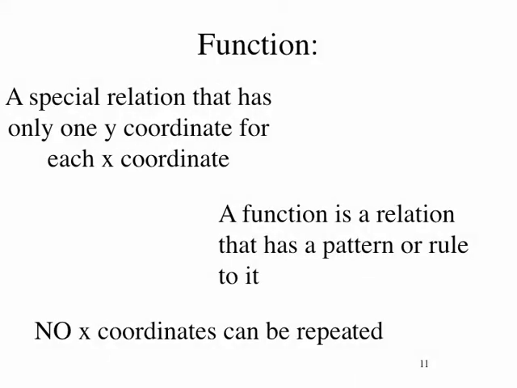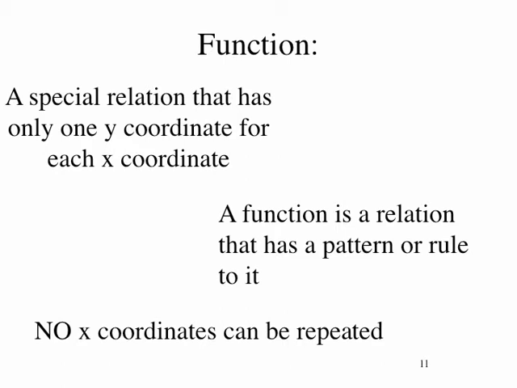Okay, now we're going to learn about a special kind of relation. So a relation is any random set of ordered pairs. Remember, by definition, it is a random set. So there's no rhyme or reason to it. There's no pattern necessarily. There's no rule. It's just some points that I picked on a graph and listed them out in ordered pair form.